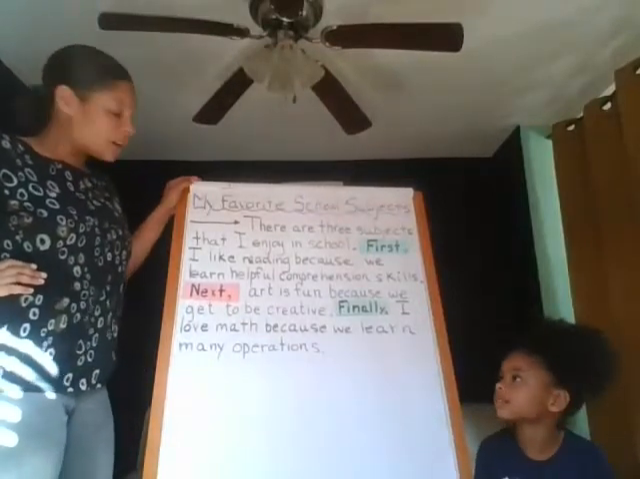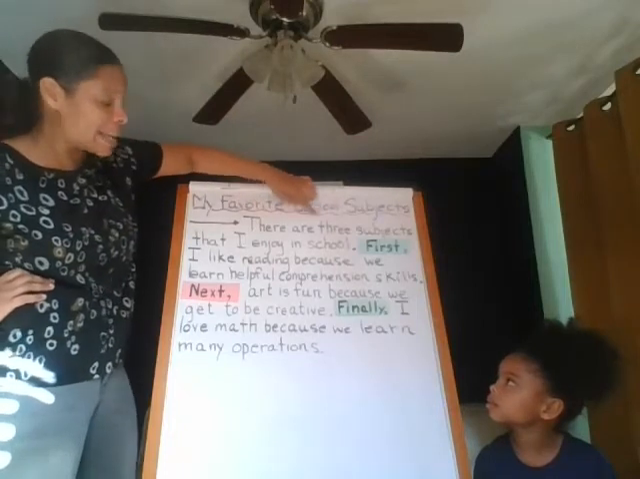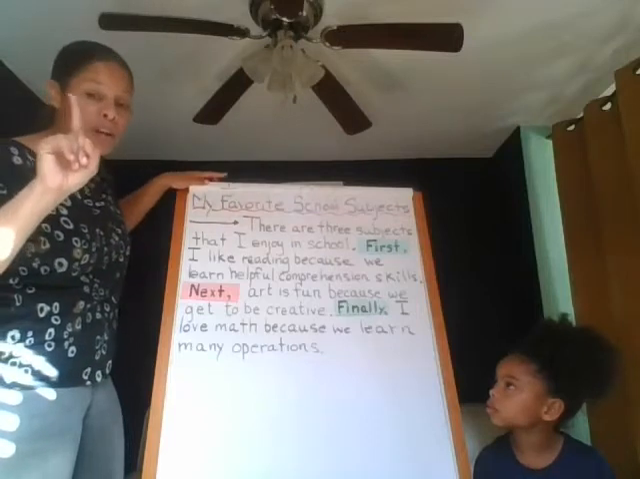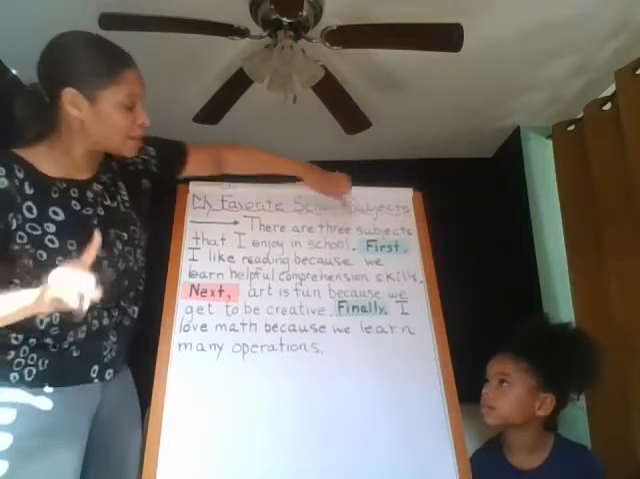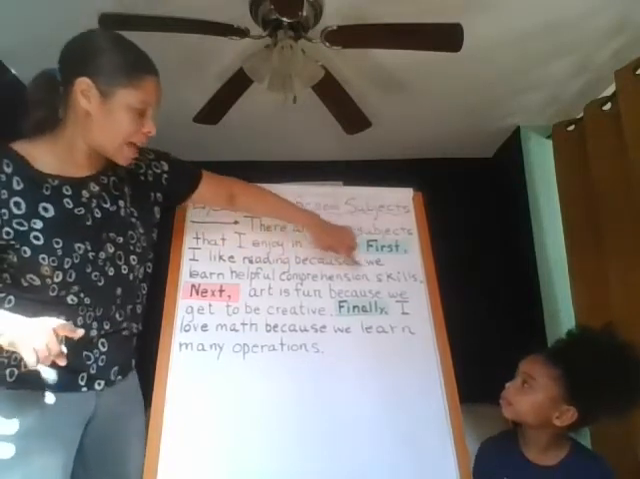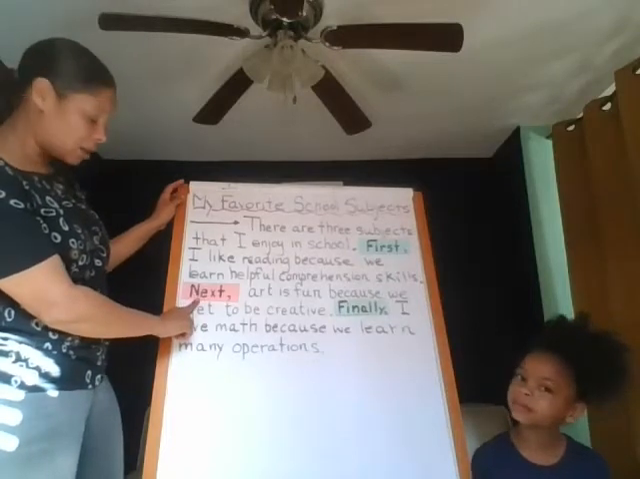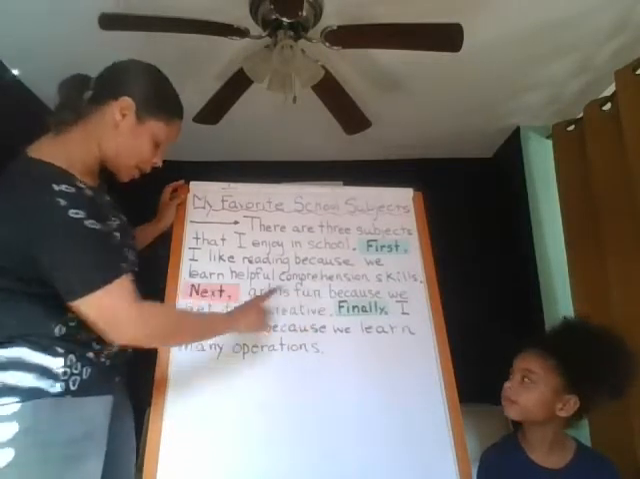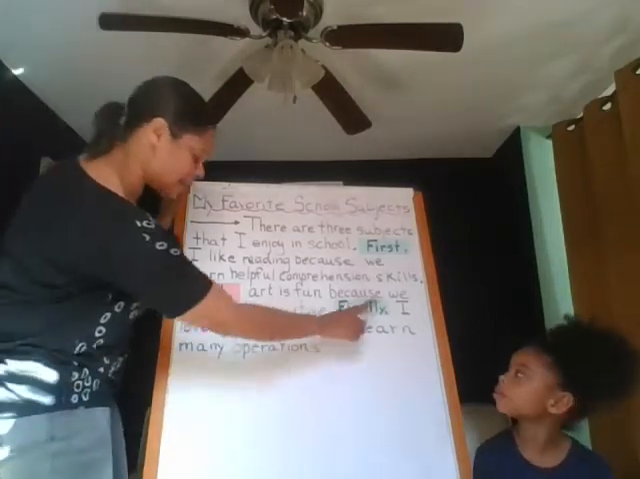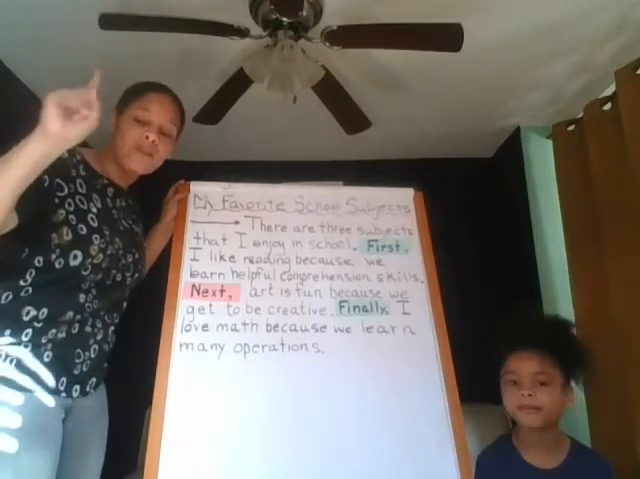Okay, so quick recap. We have our title, my favorite school subjects. We have our topic sentence, but we had to indent. There are 3 subjects I enjoy in school. We have our first supporting detail introduced by a transition word. First, I like reading because we learn helpful comprehension skills. Then I have my second supporting detail with a transition word in front. Next, art is fun because we get to be creative. Then I have my third supporting detail with finally. I love math because we learn many operations. 4 sentences. We only have one more to write.